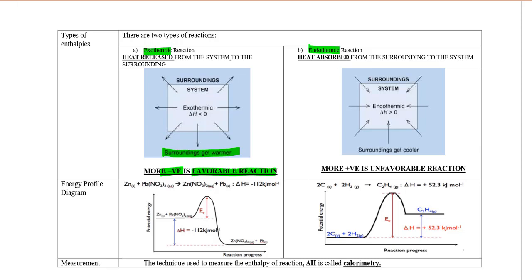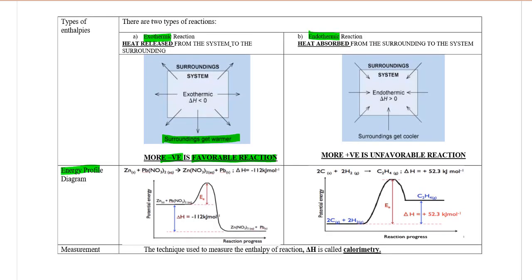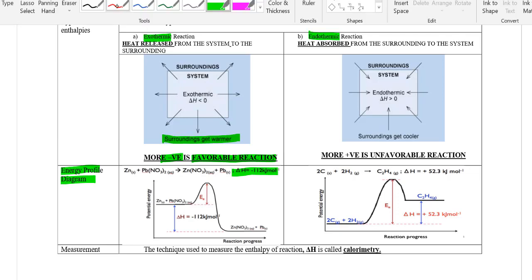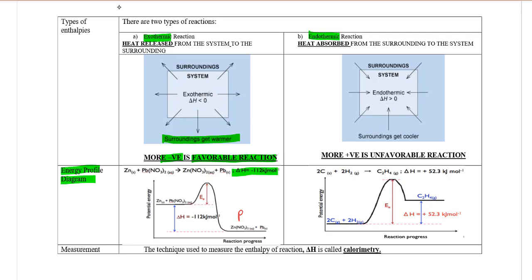Okay, so for energy profile diagram, for exothermic, delta H or heat of reaction is negative. So heat of reaction is the summation enthalpy of product minus reactant. So enthalpy of product will be lower compared to reactant. So that's why enthalpy of product is here, lower compared to reactant. So that's why you get negative value. So product lower value minus higher value, so you will get negative value.